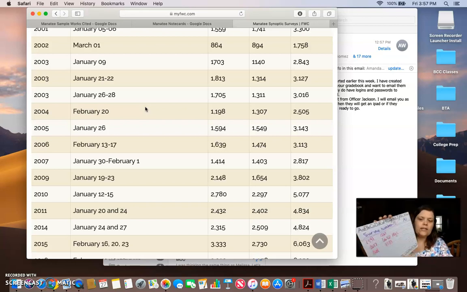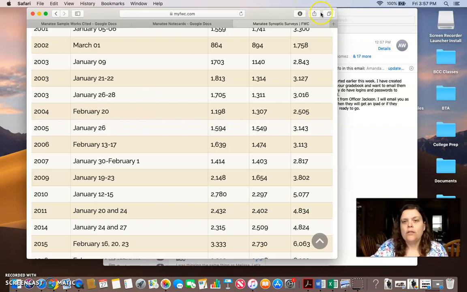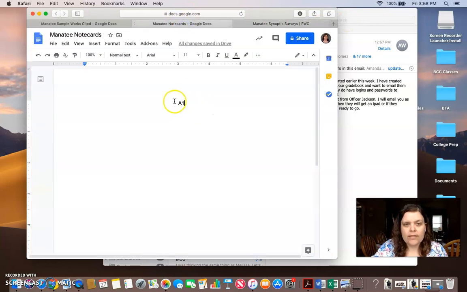Okay, so I'm going to type this as well. I'm going to go into my document that I created, which was Manatee Note Cards, and we're going to pretend like this looks like a regular note card. So I've got A1 and I've got it out on the right hand side. And then as you're doing these, you would type your information.